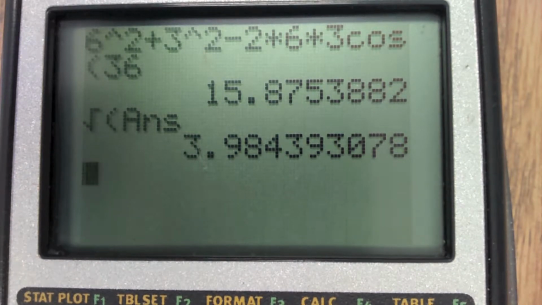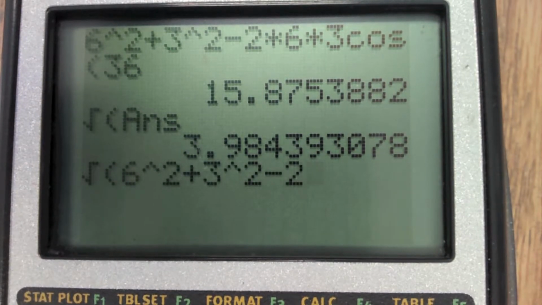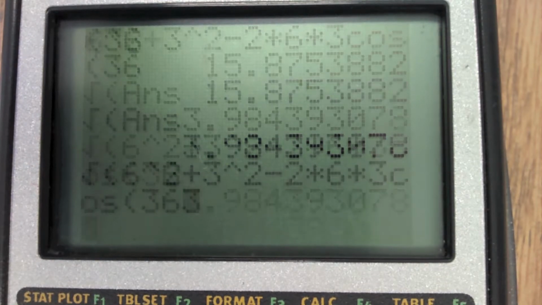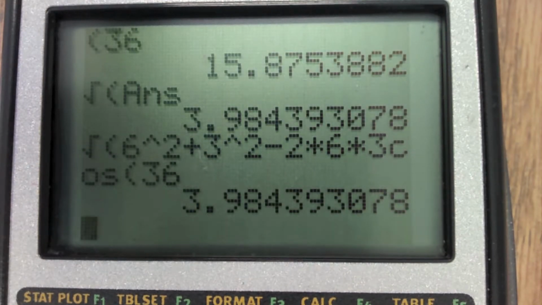Okay, now I'll show it to you as a one-step. And this is the one I generally use. Put in the square root first, so I've got that, and now everything else is the same. 6 squared plus 3 squared, subtract 2 times 6 times 3, cos of 36, and we get right to the 3.98888.